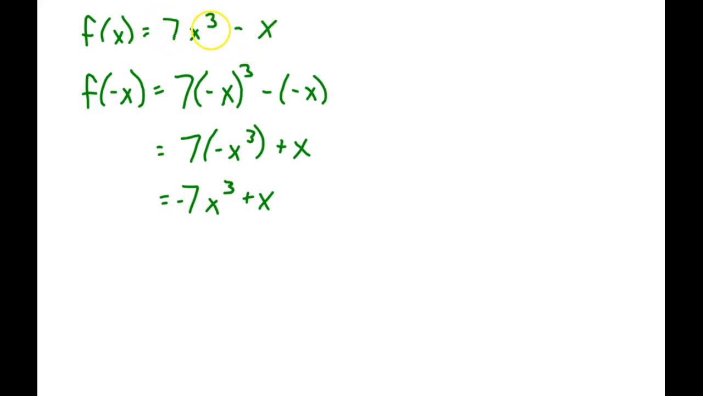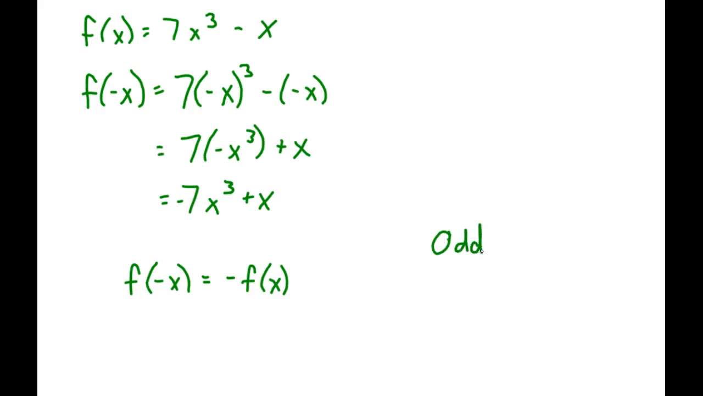So just like the last time, now we're going to compare our results with the original. Our original was 7x cubed minus x. What we ended up with was negative 7x cubed plus x. Looking at the signs in front of each term, our first term was positive in the original. What we ended up with was negative. Our second term was negative. What we ended up with was positive. If all of our terms switch signs, which essentially means that f of negative x is equal to the opposite of f of x. So if we plug in negative x for x and all of our terms change to the opposite sign, that implies that we have an odd function.